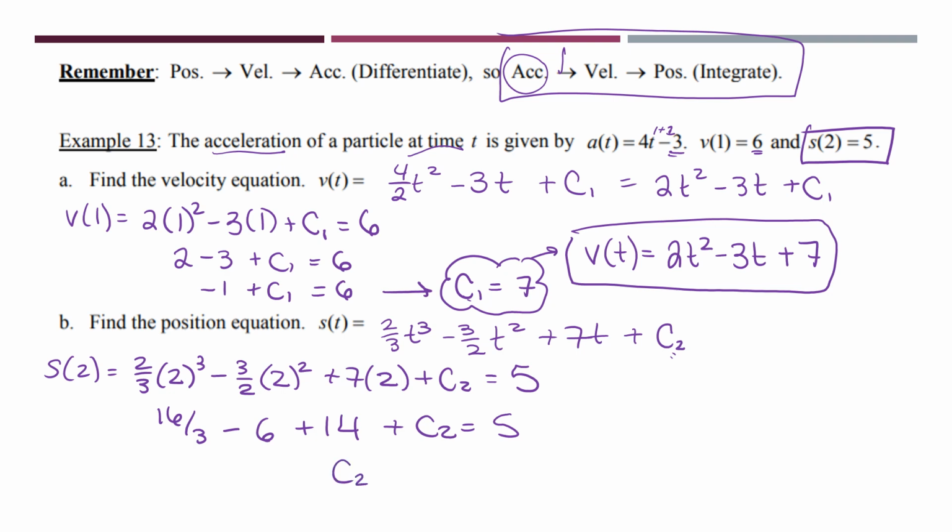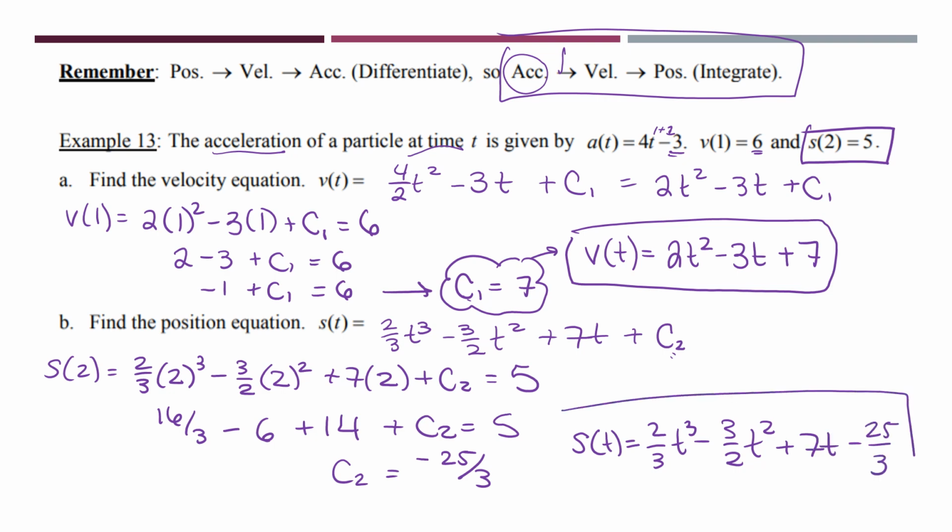All right, let's see. That's going to end up giving us negative 25 divided by 3. So our specific answer here is S of t equals 2/3 t cubed minus 3t squared plus 7t minus 25 divided by 3. And there's our specific answer.